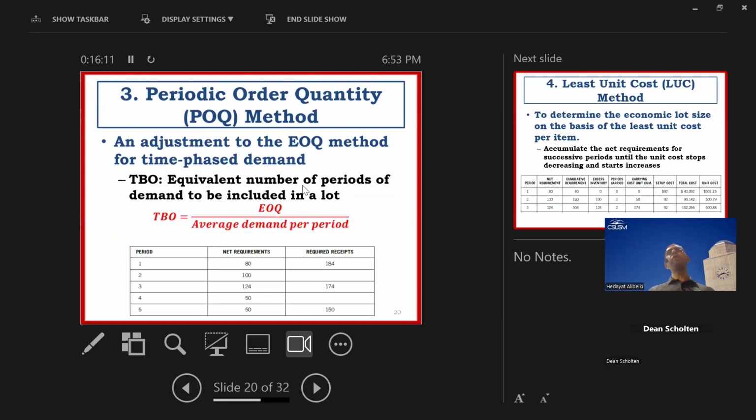Periodic order quantity: you find the equivalent number of periods of demand to be included in a lot. The book calls it TBO, and that's simply EOQ divided by average weekly demand. That gives you the number of weeks that you can expect. I told you, POQ is basically EOQ with some rounding. We try to avoid having leftover at the end of periods.